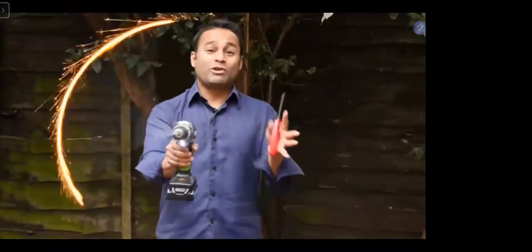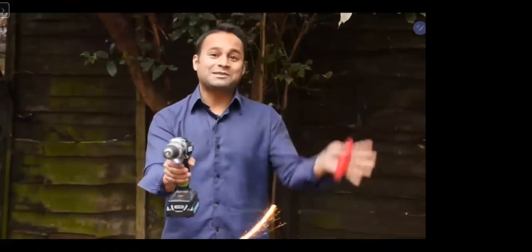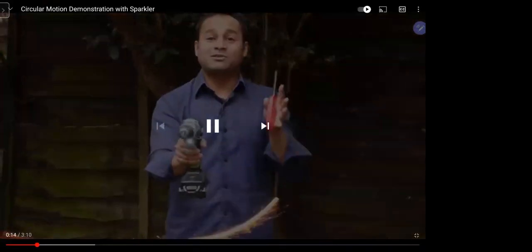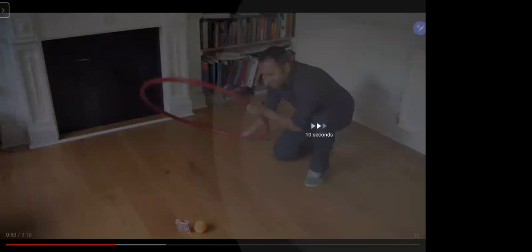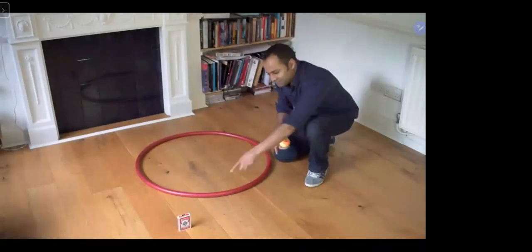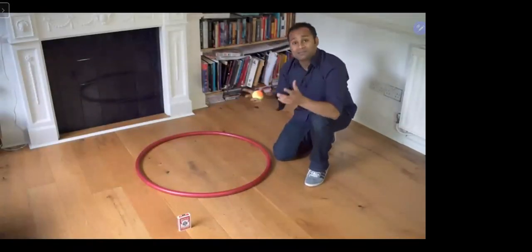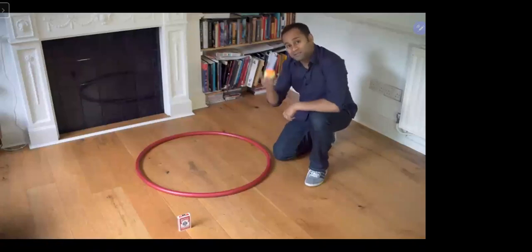This is a great demonstration for showing that if something's moving in a circle and you remove the centripetal force, it'll move in a straight line, because we can ignore gravity. I do this with my students. I place an object about there and I ask them to tell me when I should lift the hoop so the ball knocks it down.